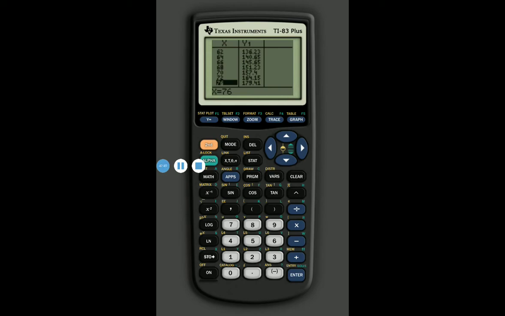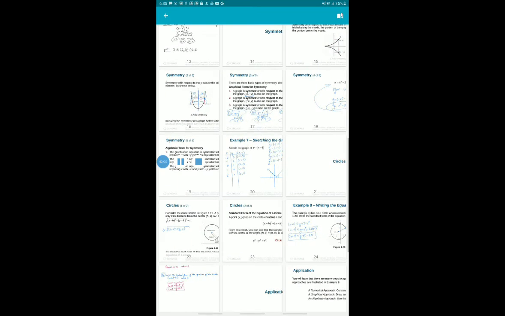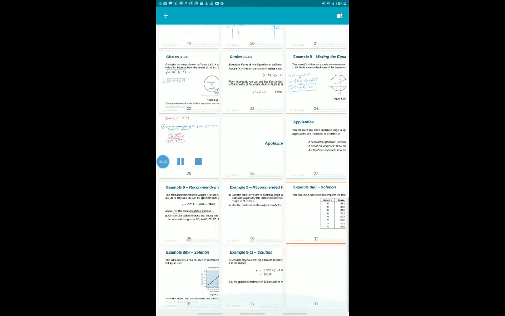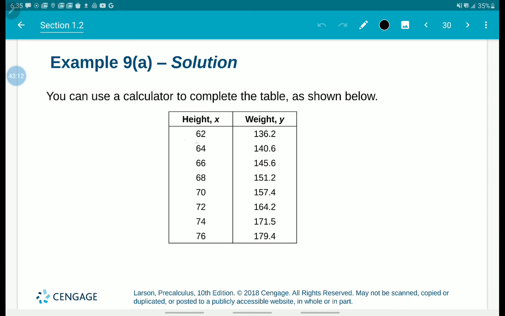Now we can take them and organize them in a chart. So the height is 62. The weight is 136.2. The height is 64. The weight is 140.65. The height is 66. The weight is 145.65, and so on. If we were to organize all of that information into a chart, our chart would look like this. Those are the heights, and these weights are found just by plugging those values in.